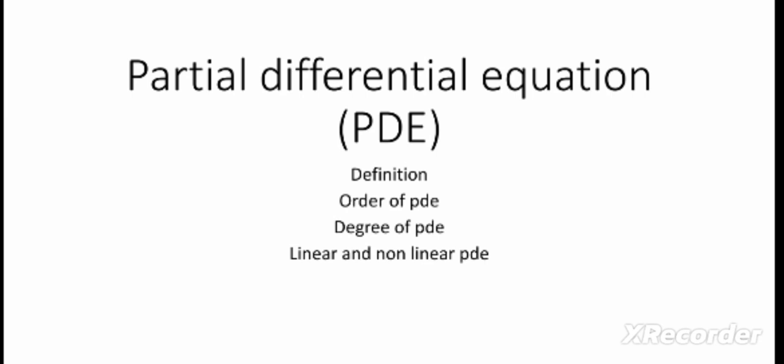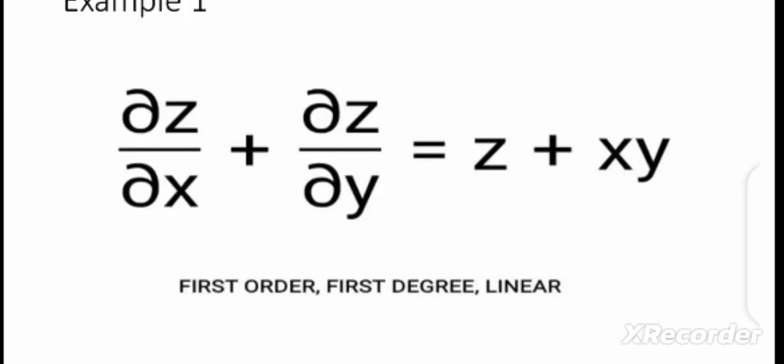For example 1, this is a good example of a first order PDE. It is also of degree 1 and it is also linear. The order of a partial differential equation is defined as the order of the highest partial derivative. As you can see clearly, the highest partial derivative that we have in this example is 1. So the order is 1.